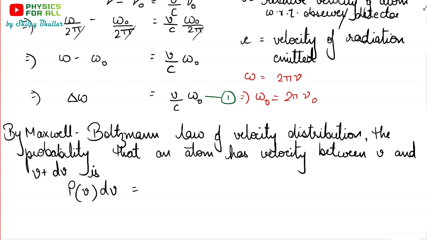That would simply give us the idea of what's the probability that a particular atom would be having velocity between these two, v and v plus dv. So there is a limit and we can get an idea what is the probability or how many atoms would be having a velocity between these two limits. This is a predefined formula.